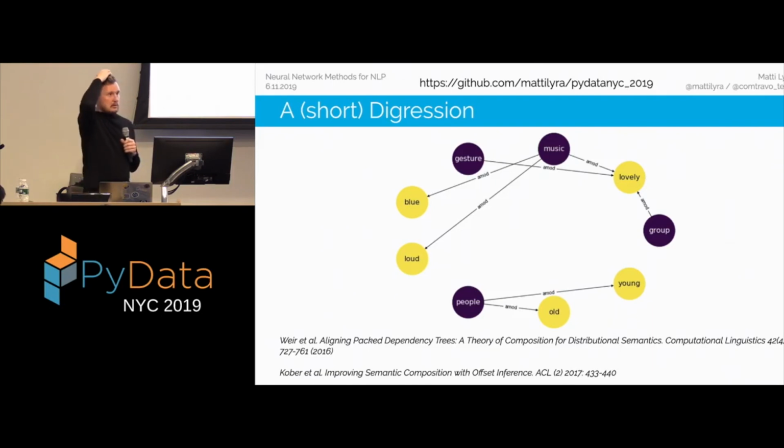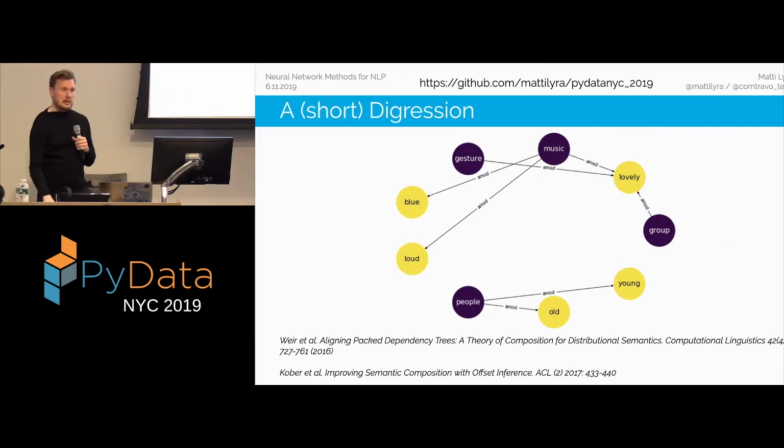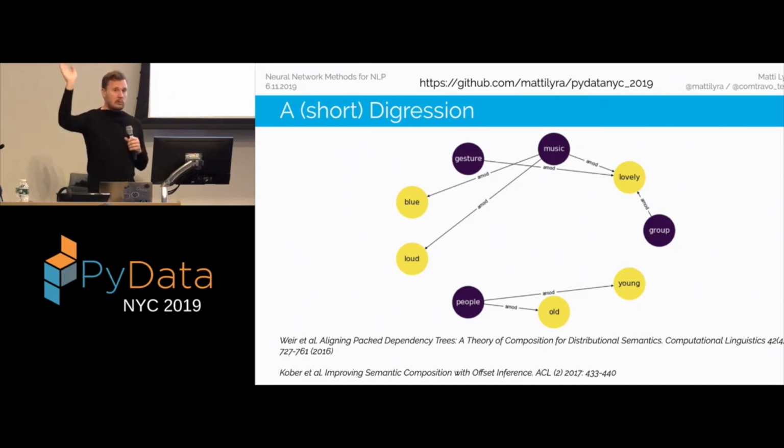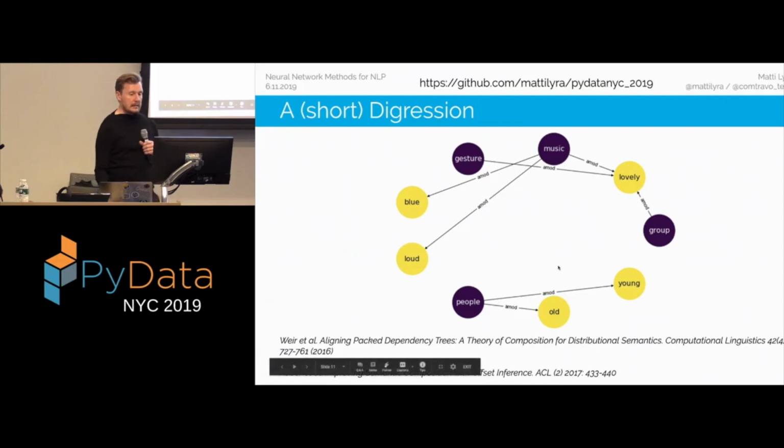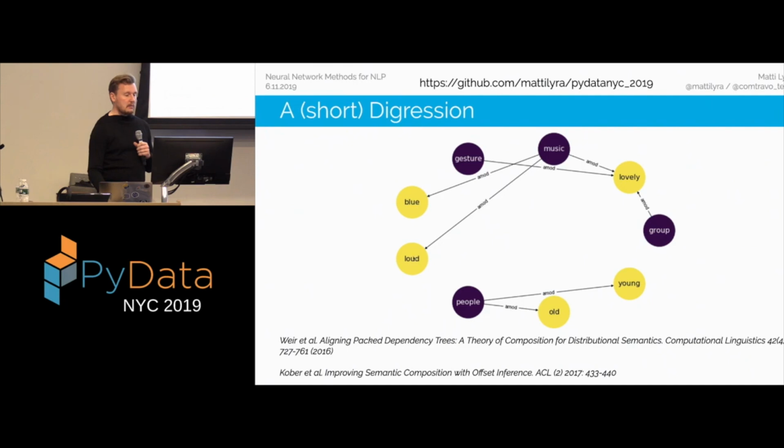This is a bunch of research that was done at the research group where I did my PhD. This is not my research, it was done by my colleagues. So the idea is that you go through a bunch of data and you extract this adjectival modifier and all of these dependency structures. You create a big graph out of that, and you can now say that music is anything that is related to it. So music can be lovely or blue or loud, but the representation for music is the network structure within which it exists.